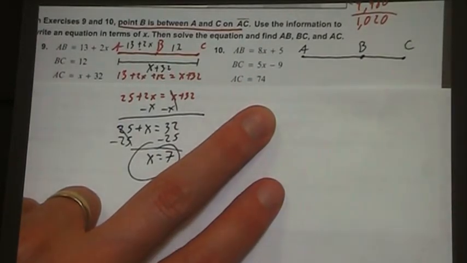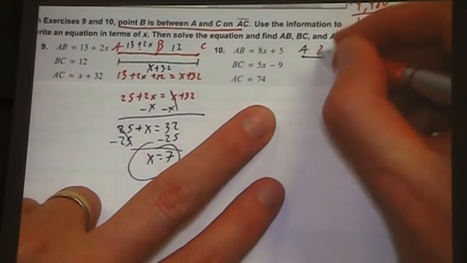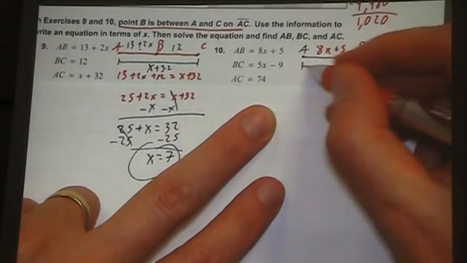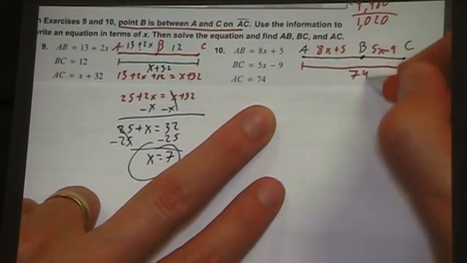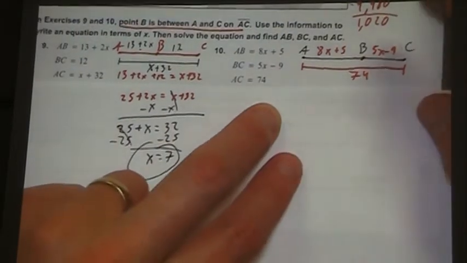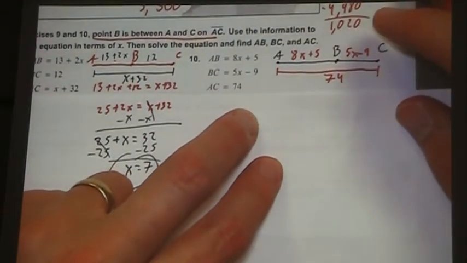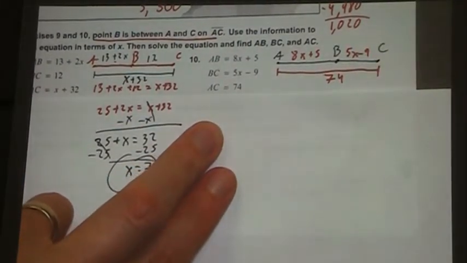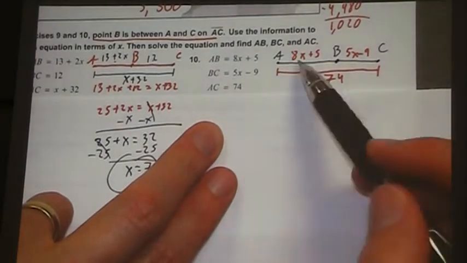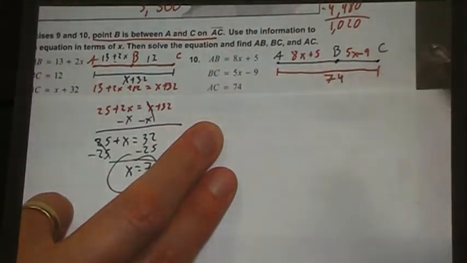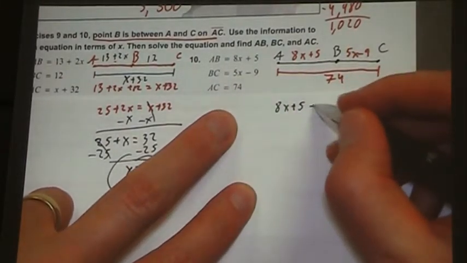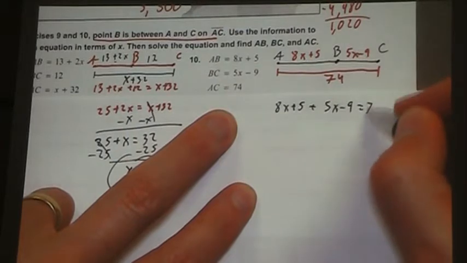ABC. And then we go AB is 8x plus 5. BC is 5x minus 9. And then AC is 74. You could even slow the video down if I'm going too fast. Or you could speed it up if I'm going too slow. That could be fun. So here too, again, we take the values, substitute them into the picture, and now we go part plus part equals whole. 8x plus 5 plus 5x minus 9 equals 74.